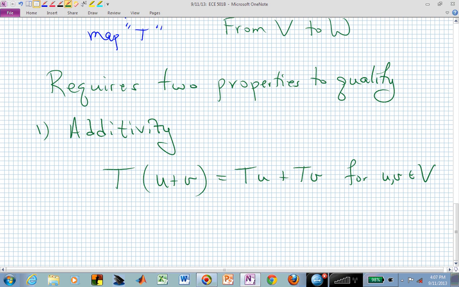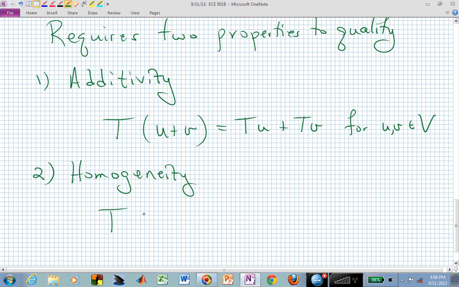So we want that property. We want T of the sum of two vectors to equal TU plus TV if U and V are coming from the vector space V. And we also want a property referred to as homogeneity. That's saying that if we have a scalar scaling a vector from our vector space, and we now take that through this linear map T, then that's equivalent to that scalar times T times V.